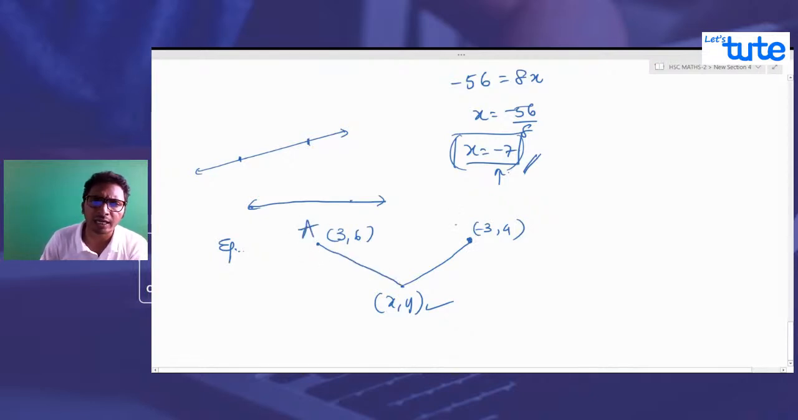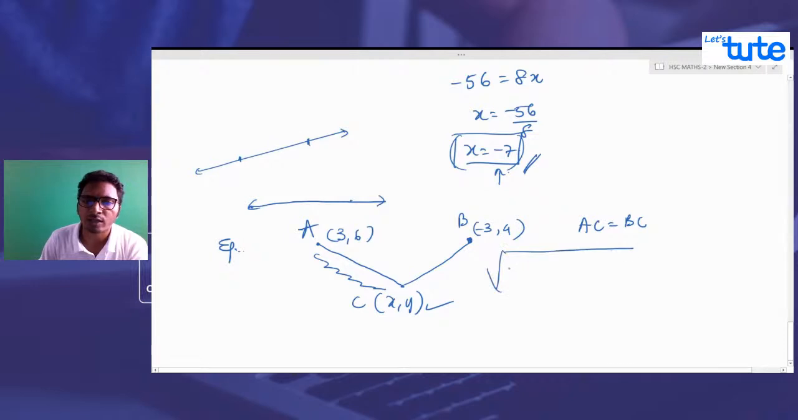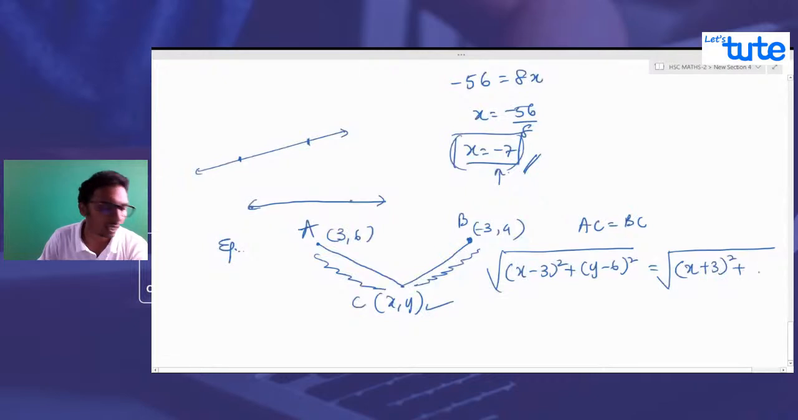Let us say this is A and this is B and this is C. We are asked to find the relation between x and y, and the condition is AC equals BC. Both the lengths are equal. Then, when we find the length of AC, we will use the distance formula: square root of (x minus 3) the whole square plus (y minus 6) the whole square equals, similarly, when you find the length of BC, that would be x minus of minus, that is (x plus 3) the whole square plus (y minus 4) the whole square.